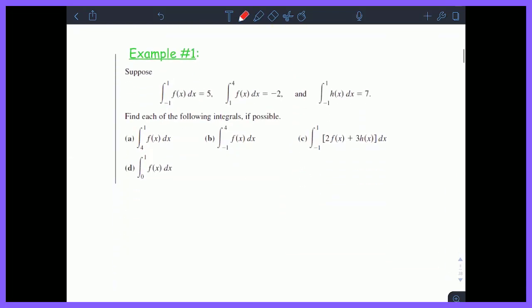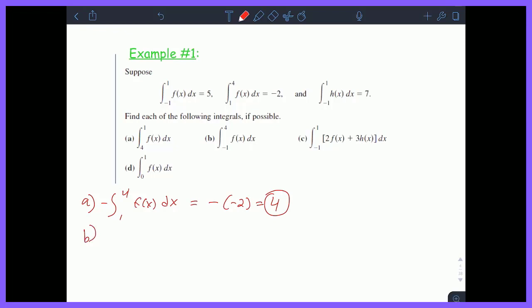Let's try some examples. A, the integral from 4 to 1 of f of x dx. We're going to use a swap bounds here. We're going to integrate from 1 to 4 of f of x dx. But when you swap your bounds, you have to pull a negative out of your integral. Well, I do know the integral from 1 to 4 of f of x dx is -2, so the answer is simply negative that I pulled out. -(-2) is equal to +2.